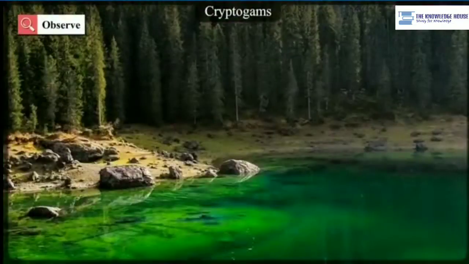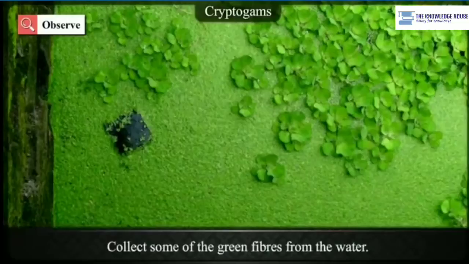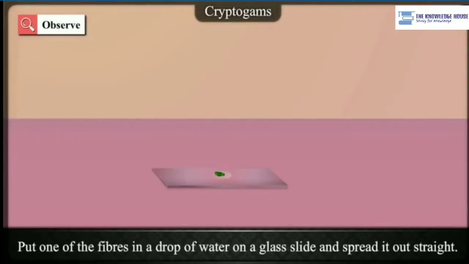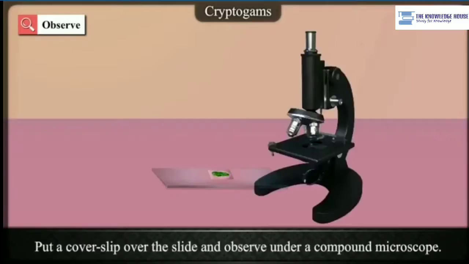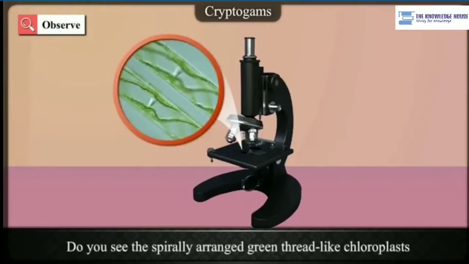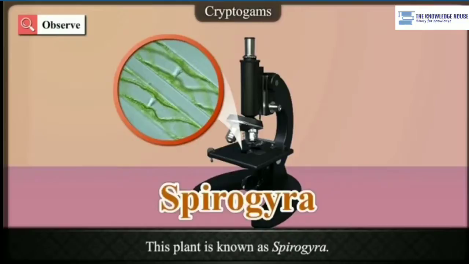Cryptogams. Observe. Search for a pond with greenish water. Collect some of the green fibers from the water. Put the fibers in a petri dish and wash them clean with water. Put one of the fibers in a drop of water on a glass slide and spread it out straight. Put a cover slip over the slide and observe under a compound microscope. Do you see the spirally arranged green thread-like chloroplast in the cell in that straight fiber? This plant is known as Spirogyra.